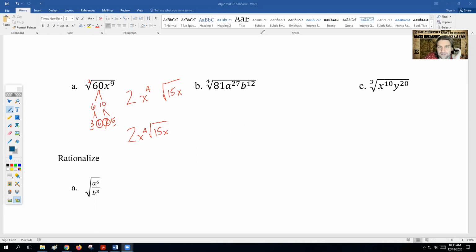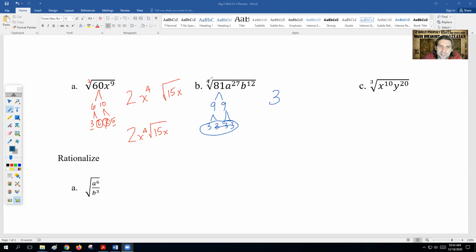Okay, moving on. 81 to the 4th root. 81's 9 and 9, 3, 3, 3, 3. Okay, so that worked out nice. We have 4 3s, so the 4th root of 81 is just 3.